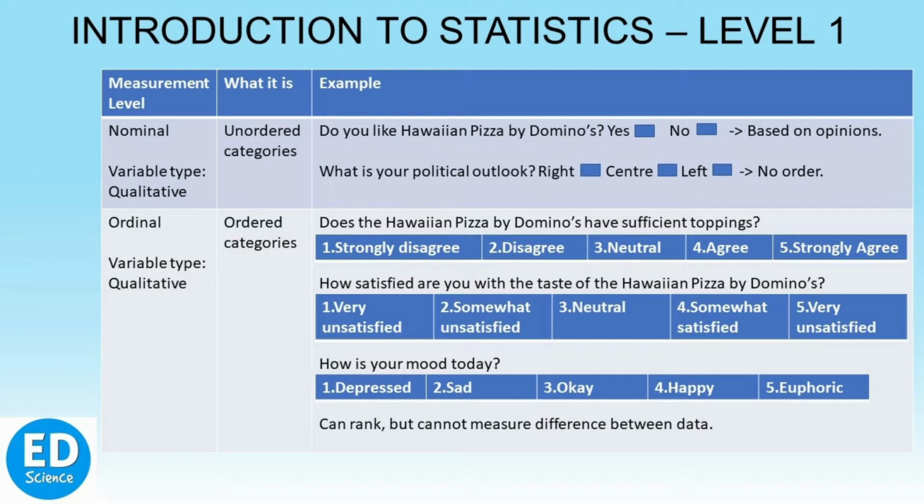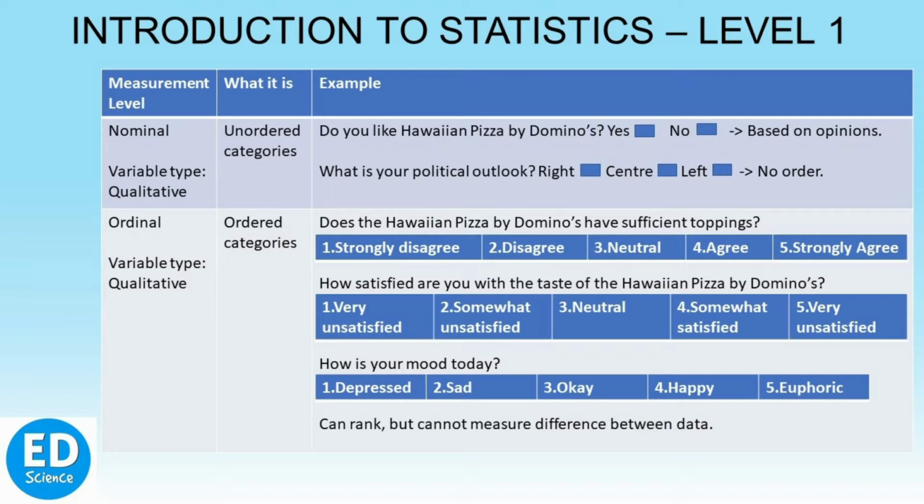Ordinal scale is just like the nominal scale, except that its categories are ordered. Let's say you design a survey and use a Likert scale. Likert scale is when you group likability from strongly disagree to strongly agree, or from very dissatisfied to very satisfied. And then you ask questions like how satisfied are you with the taste of the Hawaiian pizza by Domino's? Are you satisfied with the toppings? And you could ask many more such questions. You could ask the same questions for Pizza Hut and other pizza companies.